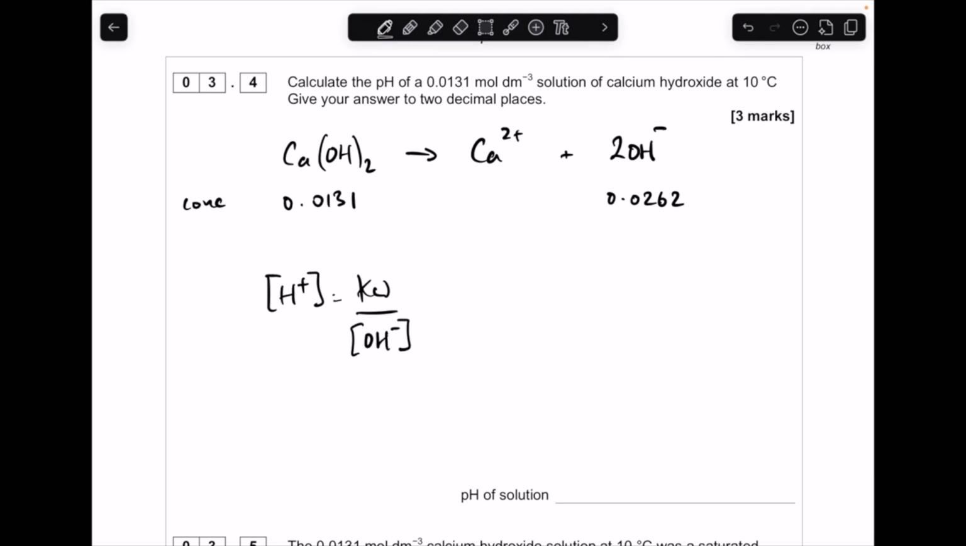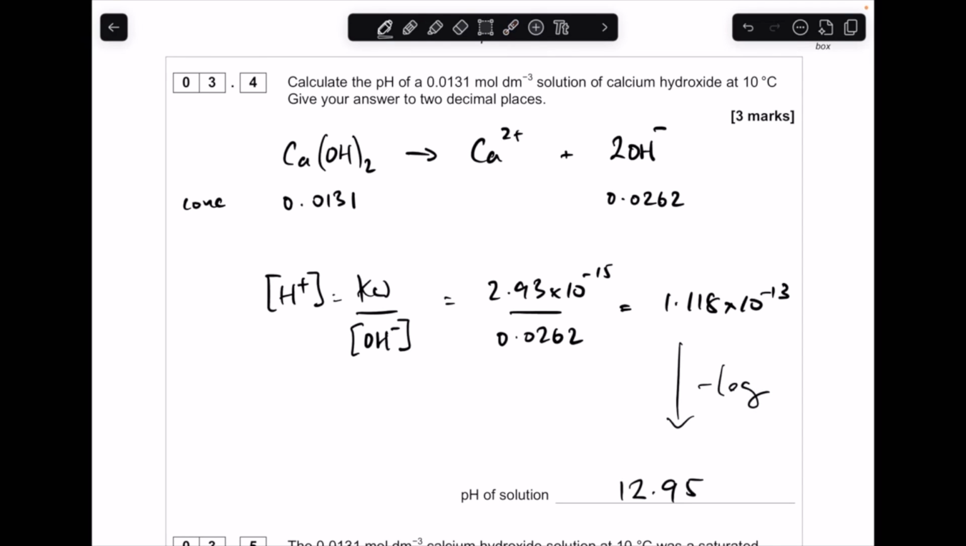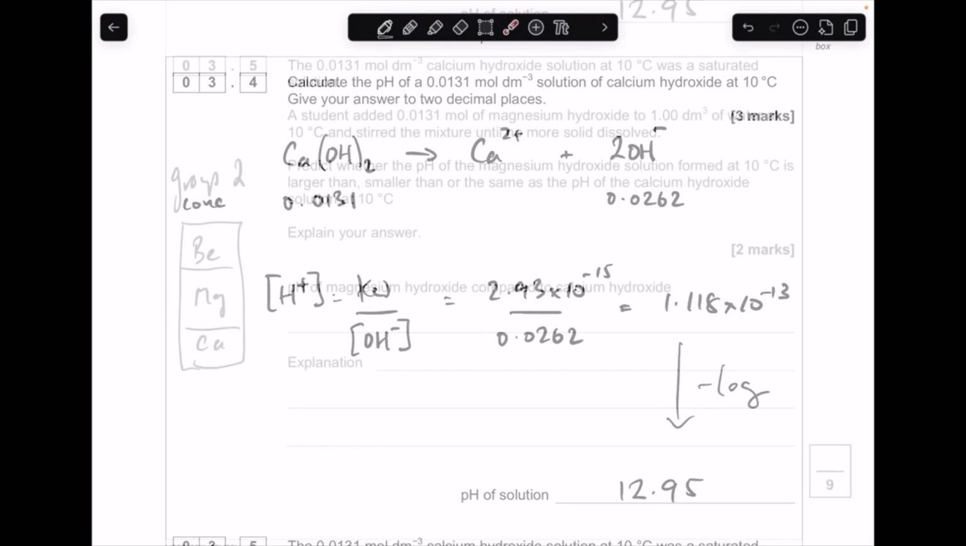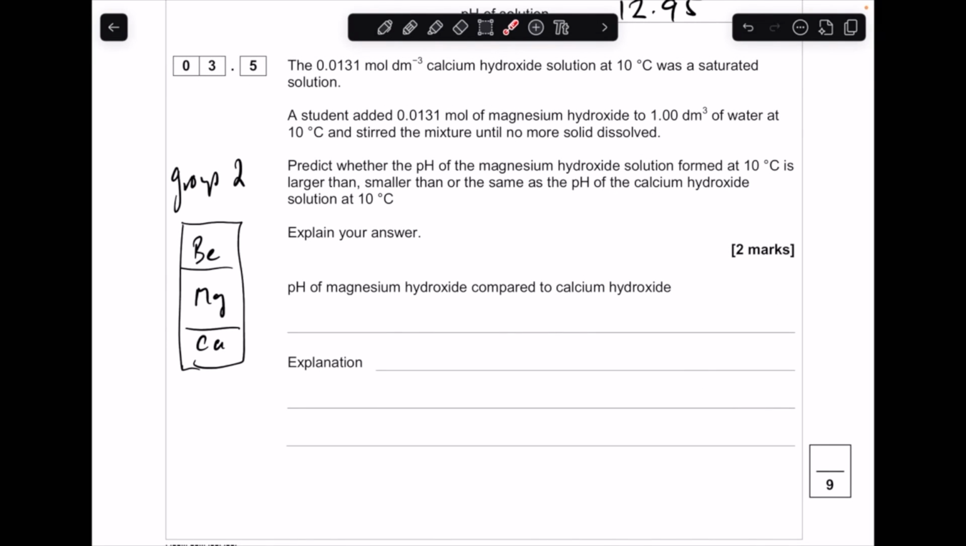Now we bring in the rearranged Kw expression, rearranged for H plus concentration. So Kw over hydroxide ion concentration. Now we just need to sub in our numbers. Remember the Kw value for 10 degrees C is that. So we divide that by the hydroxide ion concentration and we get that for the H plus concentration, which we just need to minus log for the pH, which to two decimal places is 12.95.